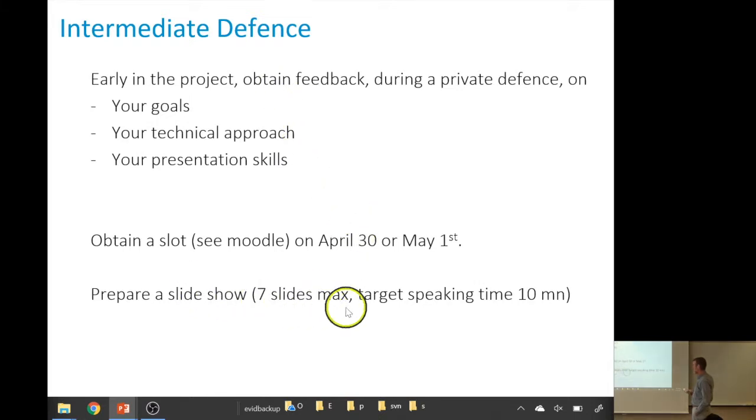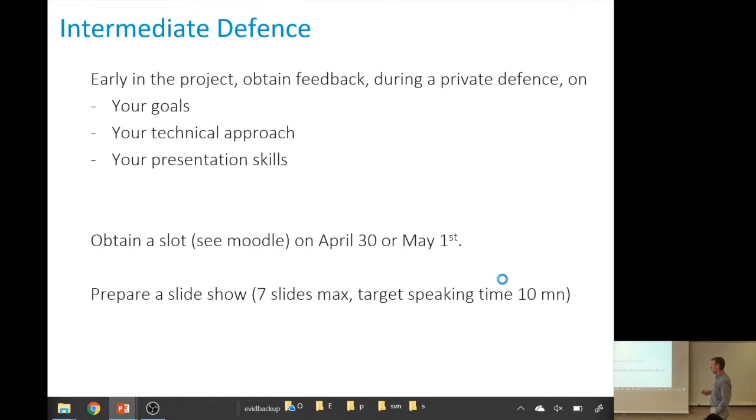Prepare a slideshow, 7 slides max. If it's 1 slide, it's fine too, but if it's 8 slides, it's not fine. So the length is up to you and depends on the nature of your project. Perhaps everything can be defined on 1. Perhaps you prefer to give more. But you should not target speaking more than 10 minutes, right? So that we have time for questions and precisions.